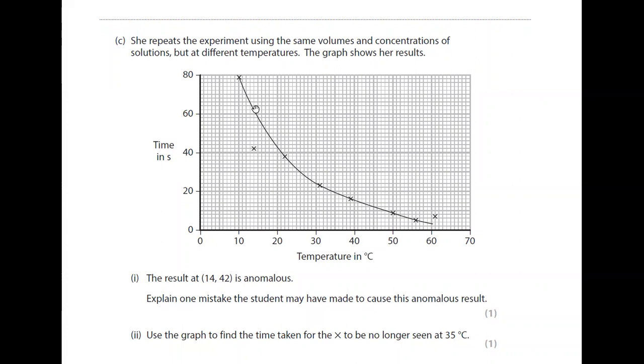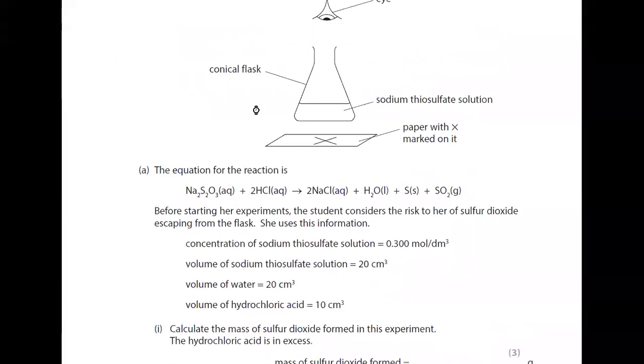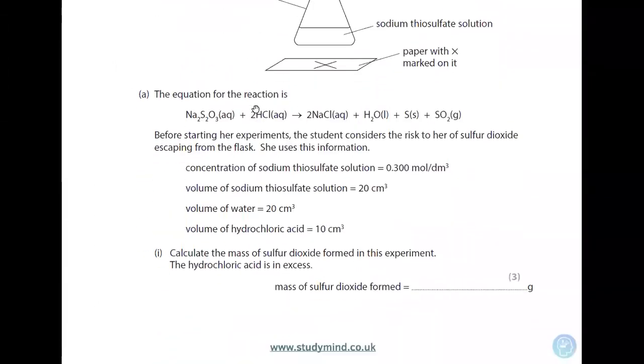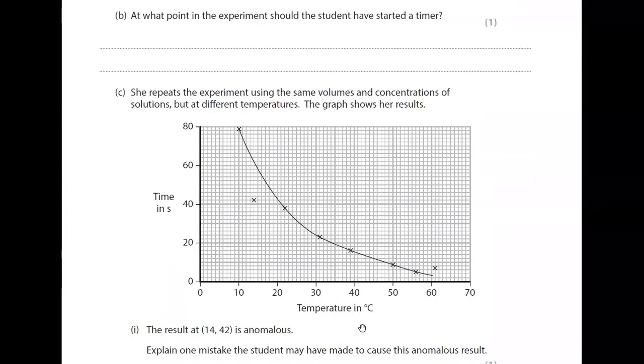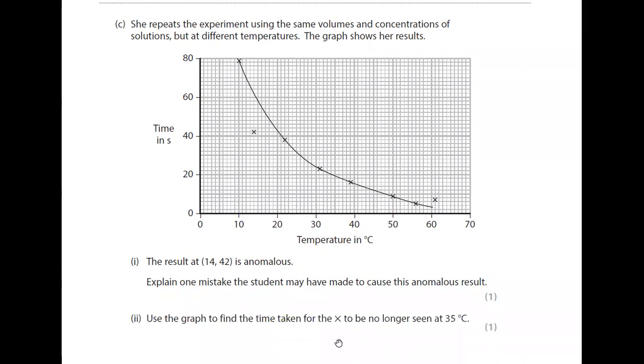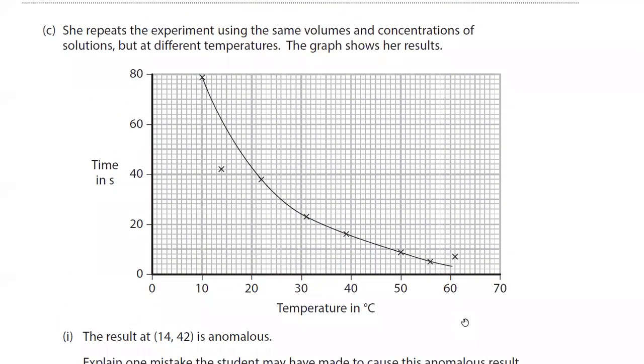than the actual time. Or you can even say that the thermometer was inaccurate. She did not read the thermometer properly because she's doing an experiment with the temperature, right? So maybe she did not read the thermometer correctly. Okay. Use the graph to find the time taken for the X to no longer be seen at 35 degrees centigrade. So now you just need to take a look at your graph in this situation.